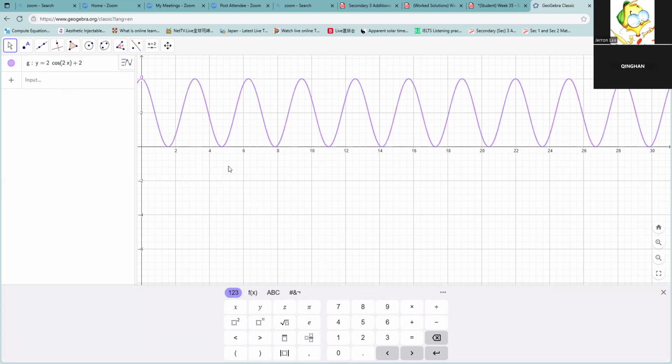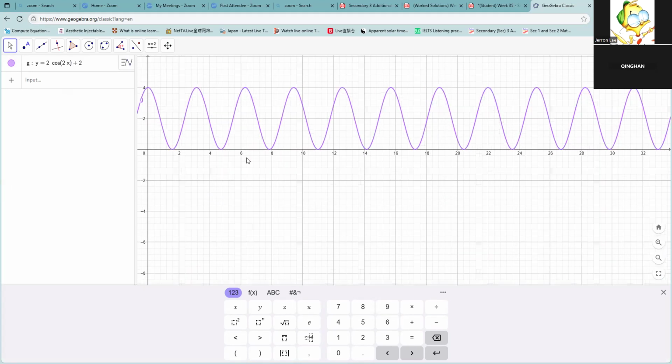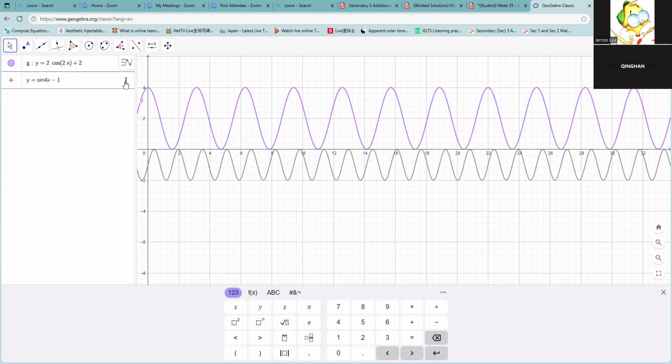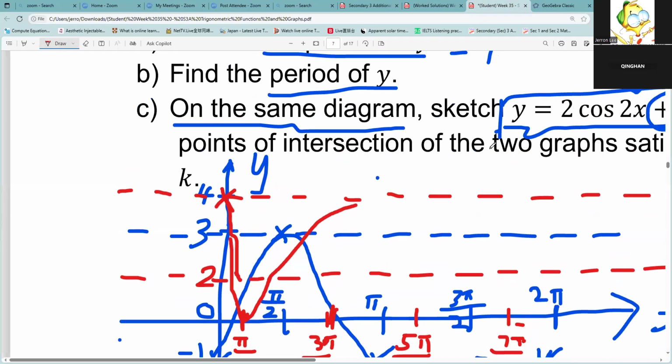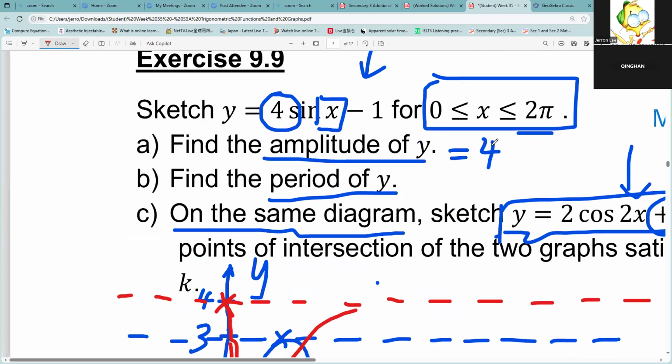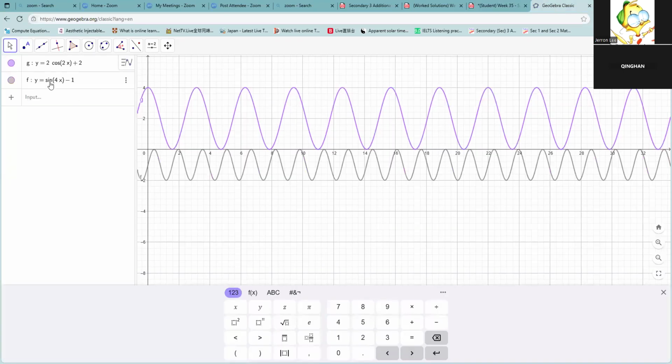Okay, it looks like this. So it's actually supposed to be like that. You can snapshot if you want. And what we had done previously was this. Okay, y equals sine 4x minus 1. Was it sine 4x minus 1? Let me just see. The question is 4 sine x minus 1. Sorry, my bad. 4 sine x minus 1.